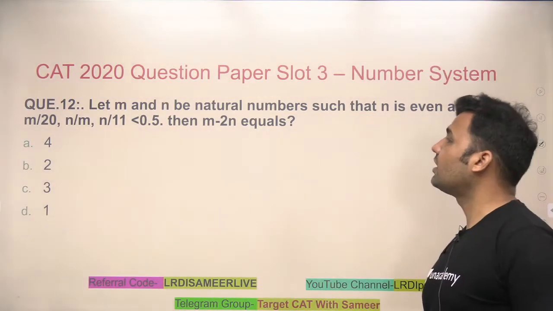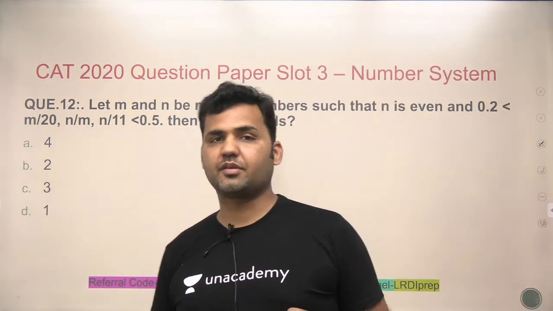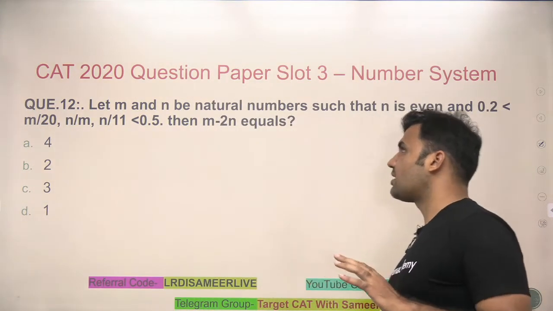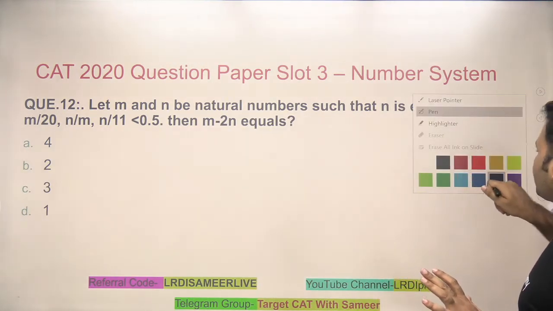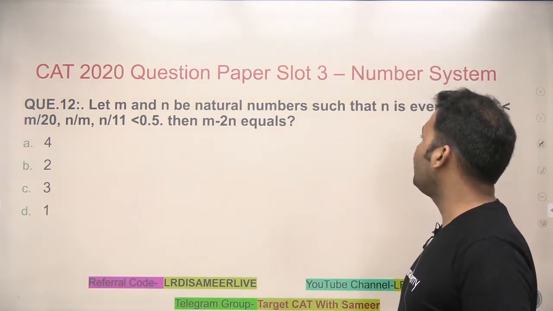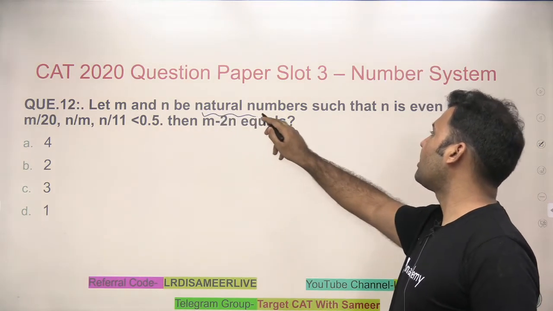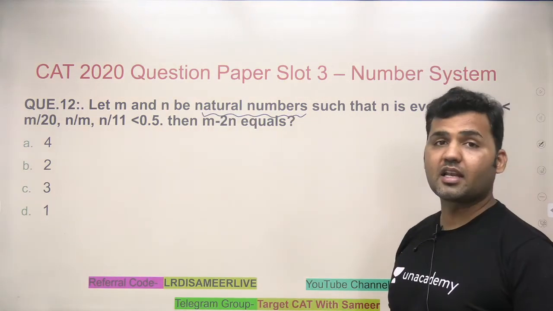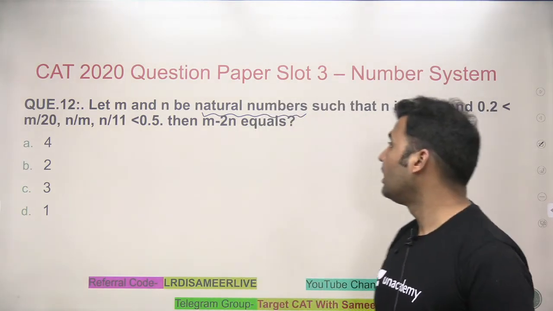Guys, in this video I'll be discussing all 3 questions of number system. So 3 questions were asked in CAT 2020 in the number system chapter. Questions are basics, not difficult at all. Look at it, guys. It says M and N be the natural numbers. So one thing that you need to underline over here is M and N are the natural numbers, right? Important words, you need to underline these words.